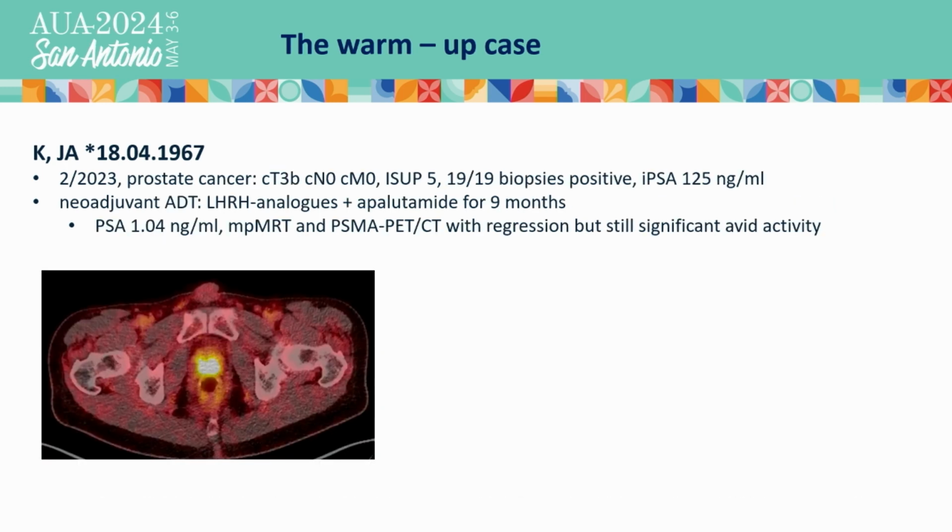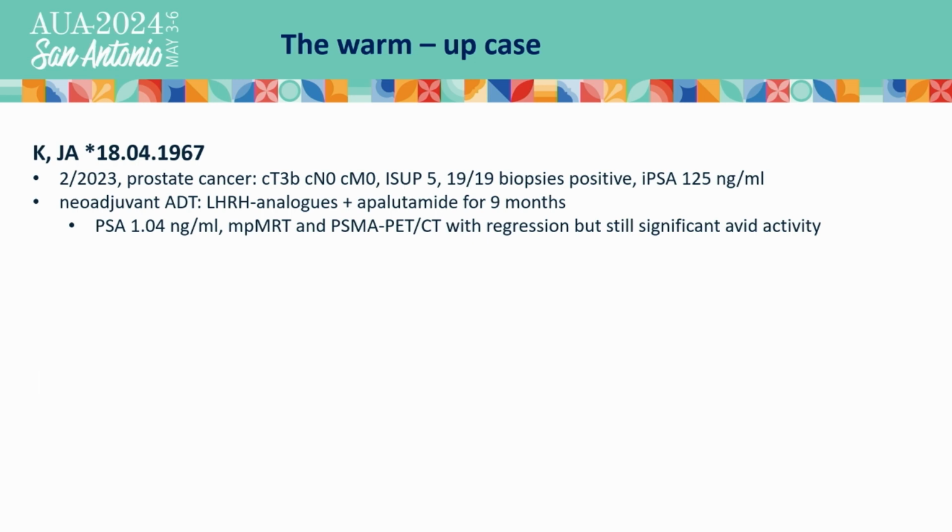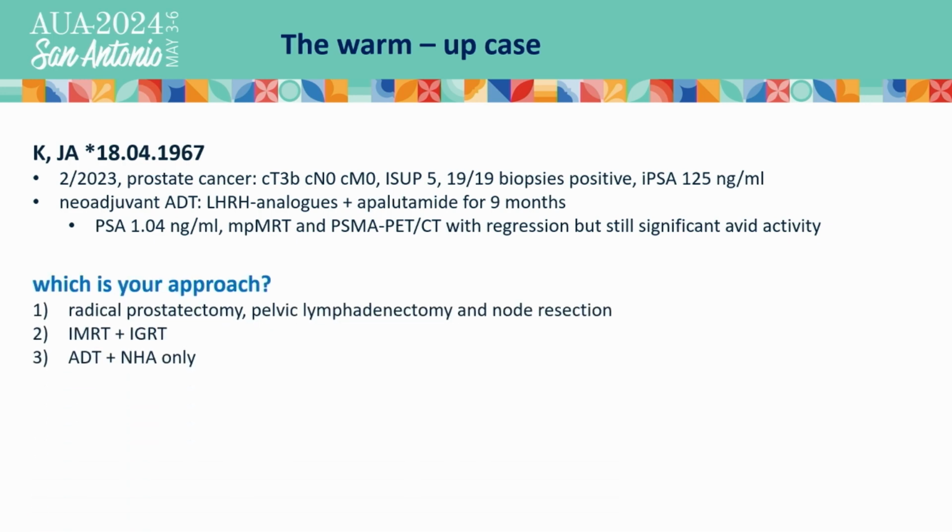So the patient responded quite well to this combination therapy. His PSA dropped to 1.04, which is not a very good prognostic sign, but at least it's a good decline. In the multiparametric MRI and the PSMA PET scan, there was a regression, but still significant avid activity. And when we looked at the PSMA PET scan, there was a nodule just close to the wall of the rectum. And you can see this nodule also here, which is not infiltrating the rectum, but is in very close vicinity to the serosa of the rectum. So the question now is, what kind of approach would you use in this situation?